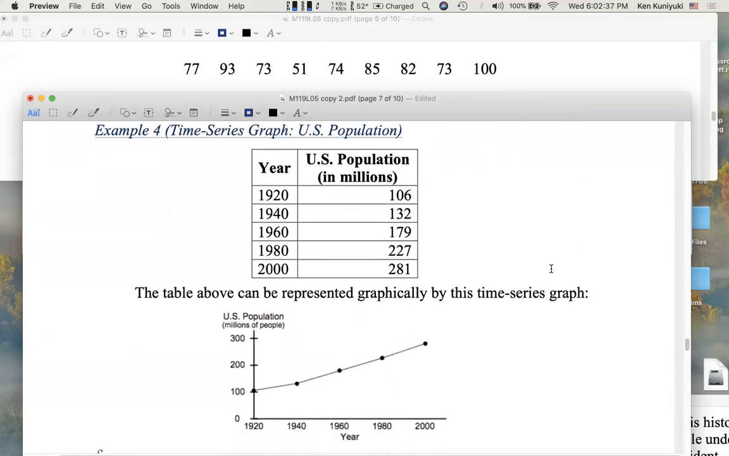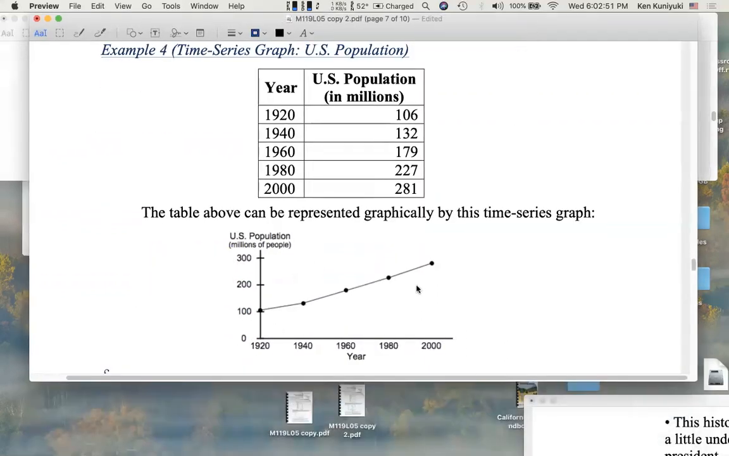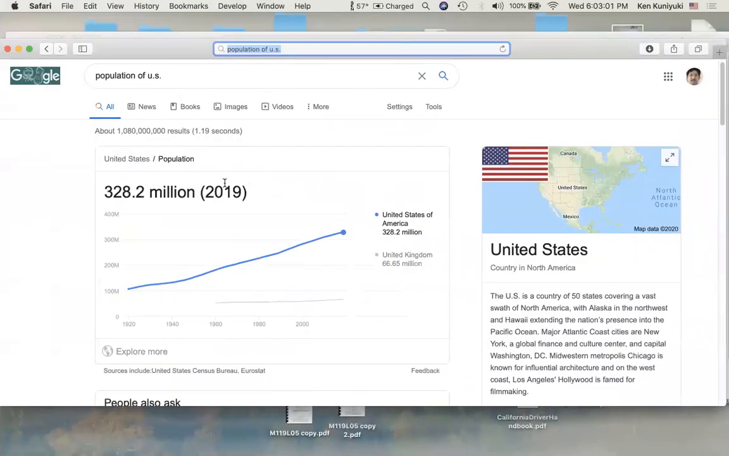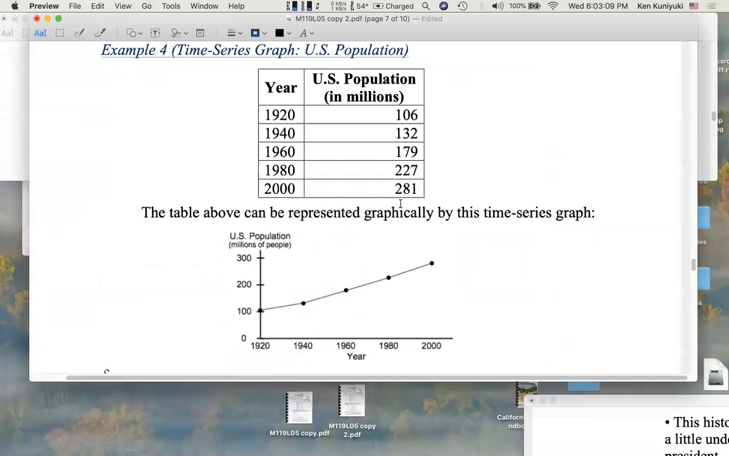For example, here's a time series graph for the US population in millions of people. In 1920, there were 106 million people, increasing like a J curve. What's that E word from your Algebra 2 class? Exponential, right? In 2000, there were about 281 million people. And hey, in the year 2020, let's ask the Google. The Google says that the population of the US in 2019 was about 328 million. So for 2020, it's going to be about 328 or a bit more in millions of people.